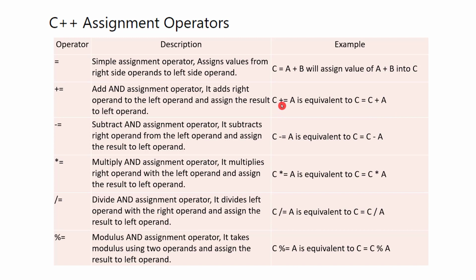C minus equal to a means c is equal to c minus a. C times equal to a means c is equal to c times a. C divided by equal to a, and c modulus equal to a, work the same way with the old c value. So these assignment operators are very important.